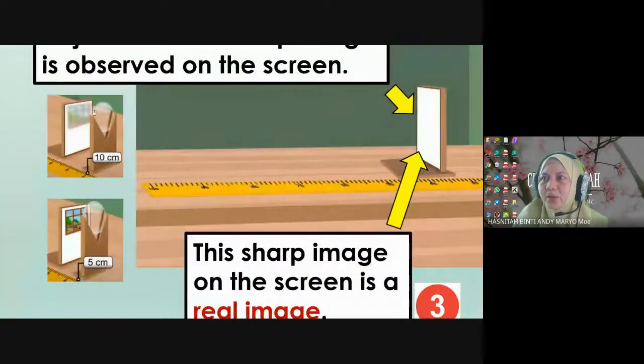Okay, this one. When you adjust the screen, it is not 10 centimeter from the lens, and the image is quite blurry, right? The image is not clear, so we have to adjust, either bring it closer or further. Here, when we bring it closer, now it is 5 centimeter from the lens, the image is sharper and more clear. So we stop adjusting. We place our screen 5 centimeter from the lens.